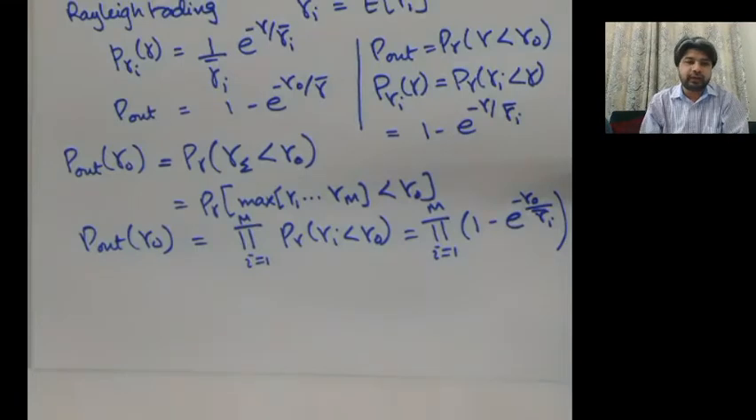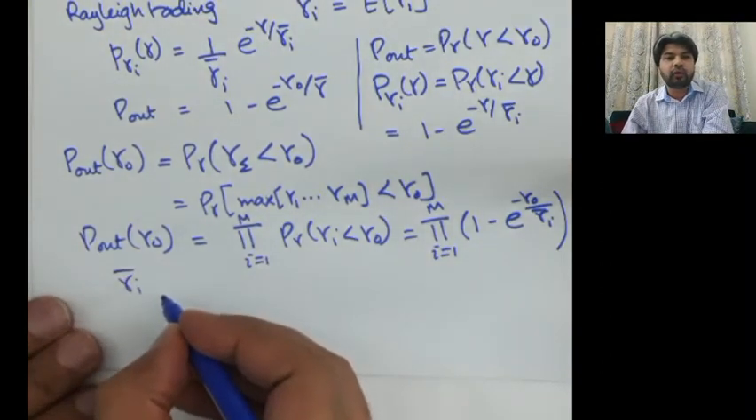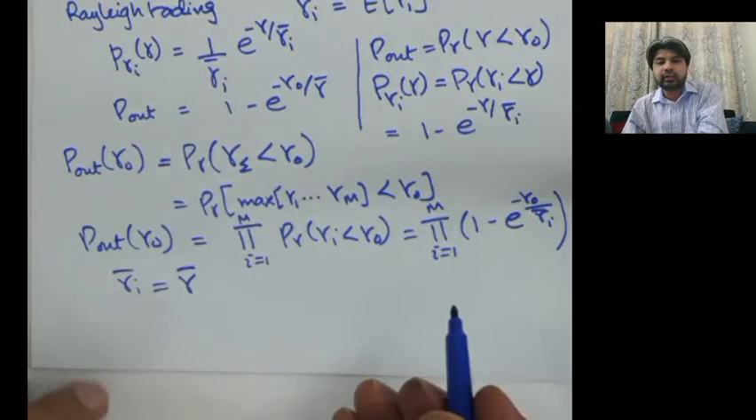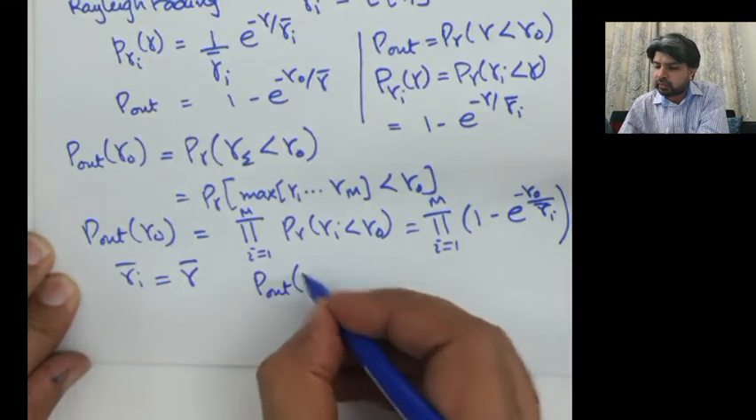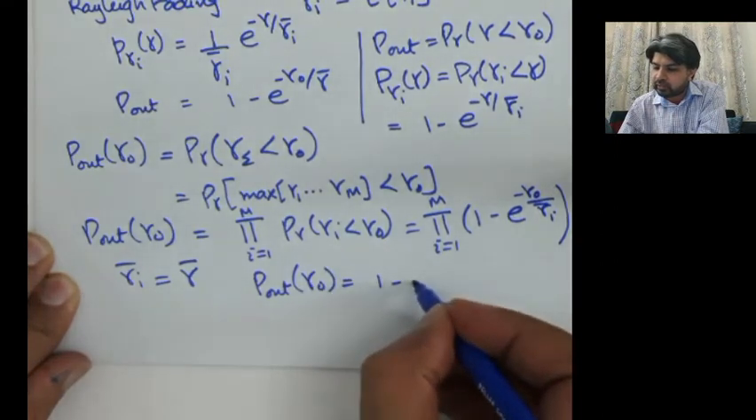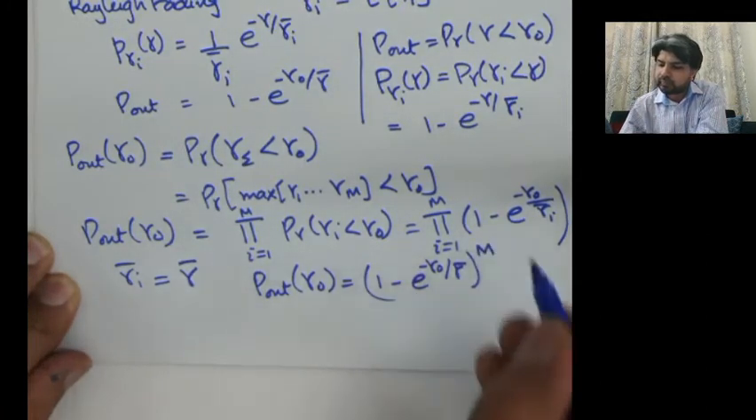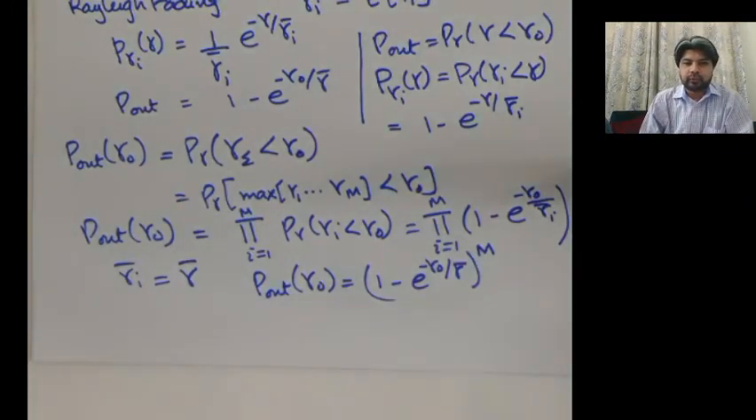We can further simplify this under certain assumptions. If you assume that your gamma I bar is equal for all of the capital M branches, for example equal to gamma bar, then this equation would be further simplified. Your P out as a function of gamma naught would simply be equal to 1 minus e to the power minus gamma naught over gamma bar, whole to the power M. The product would change to a power of M here. So that is your outage probability, right?